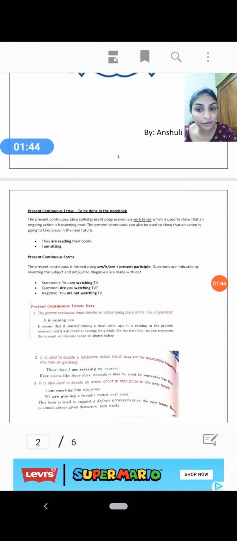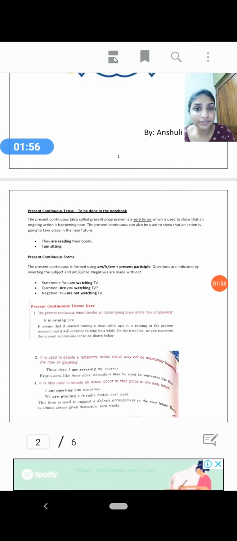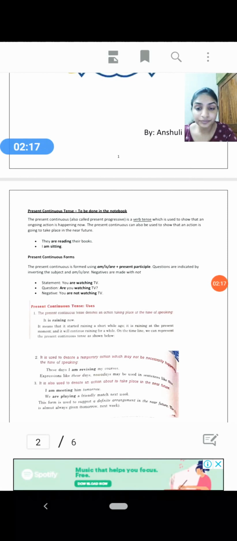For example, I'll be explaining in further examples, like they are reading their books. They might have started reading their books a short while ago, and they are reading their books right now also, and they will keep on reading their books for a while, in the present tense only. Then I am sitting, a simple continuous present tense, in which you are saying I am sitting because you are sitting right now.